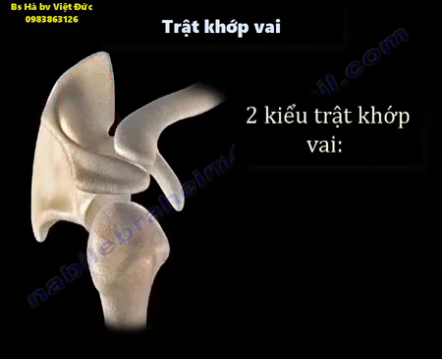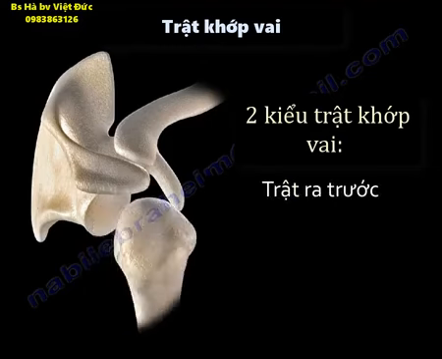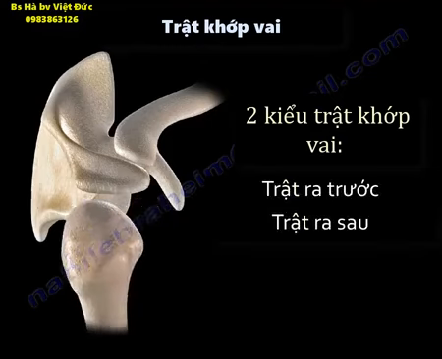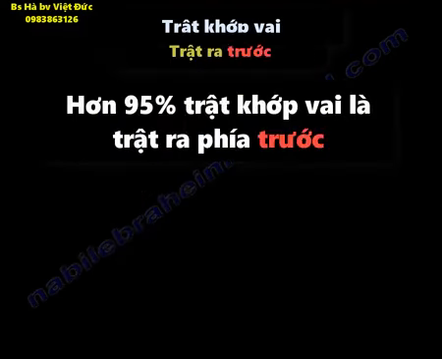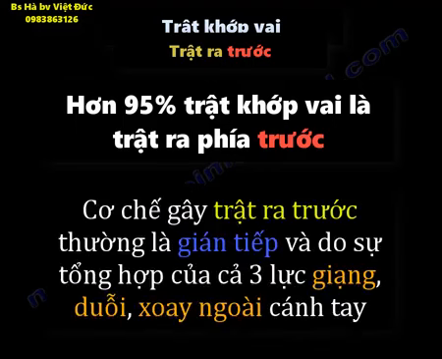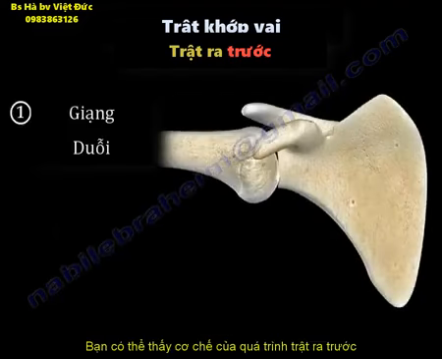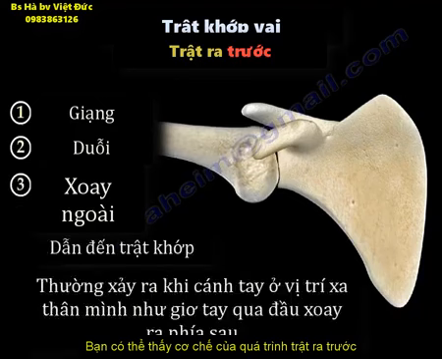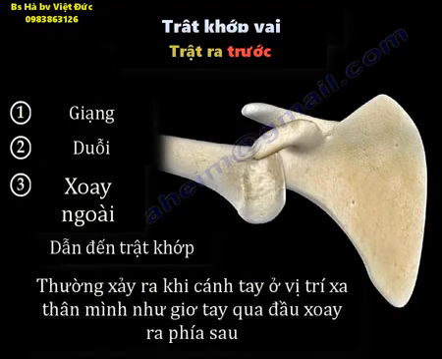Types of shoulder dislocations include anterior dislocation and posterior dislocation. Anterior dislocation is the most common dislocation. The mechanism is abduction, extension, and external rotation of the arm. Here you can see the mechanism of abduction, extension, external rotation that leads to the dislocation, and the arm will be in a position away from the body, often overhead, with the arm rotated backwards.